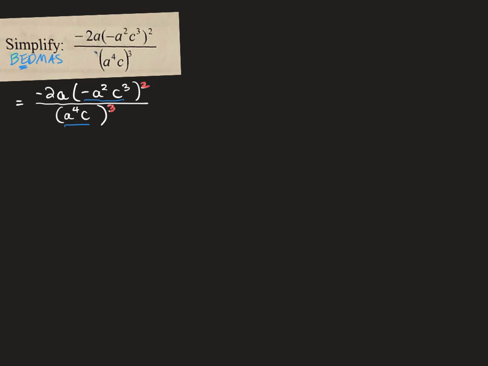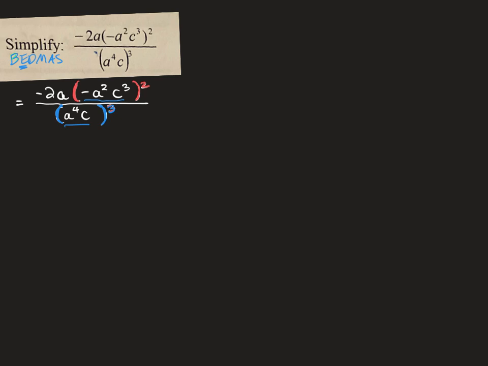Now, the 2 is right next to this bracket, which means only within those brackets does that 2 apply to those things. The negative 2a in front is not in those brackets, so the 2 does not apply to that. And same thing on the bottom. That 3 exponent would only apply to what's in the brackets. Of course, that's the only thing on the bottom, so not a problem.